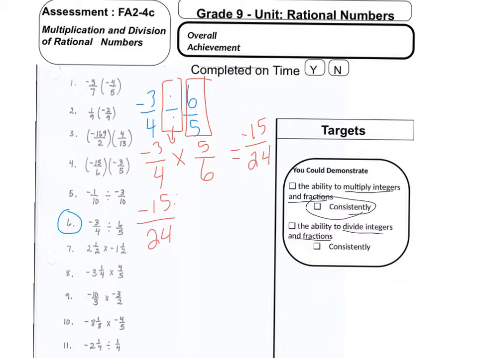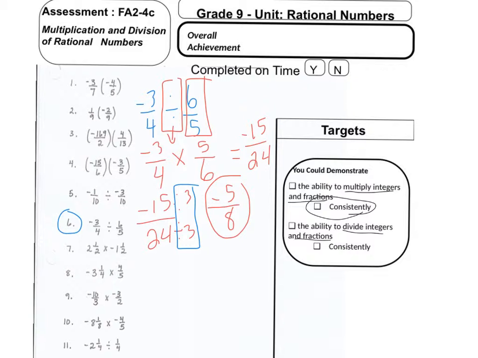We can divide both of these by 3 over 3, which is that magic 1 we talked about. Anything divided by the quantity equal to 1 is equal to itself. It just looks different for our purposes. Negative 15 divided by 3 is negative 5. 24 divided by 3 is 8. And that's my final reduced answer.